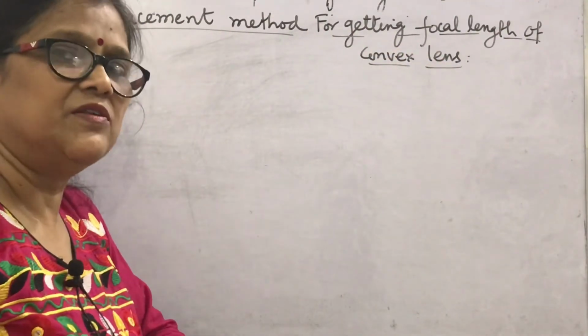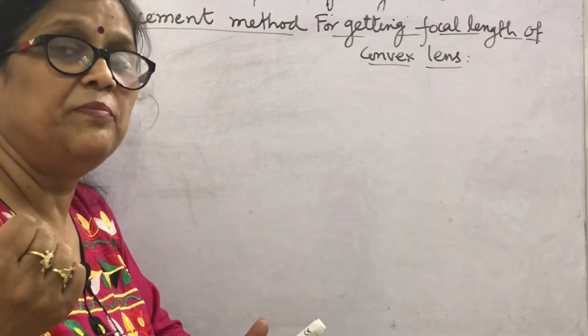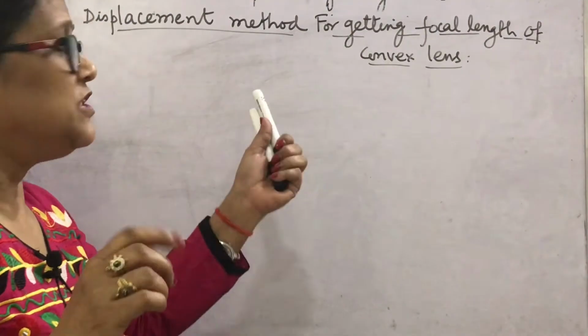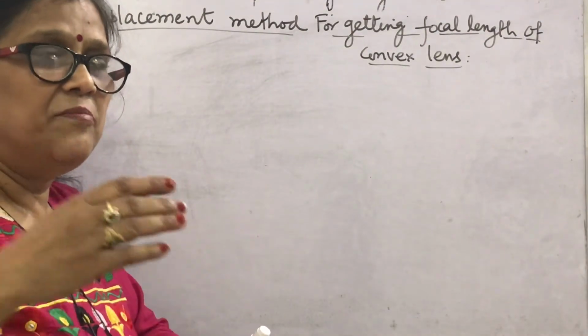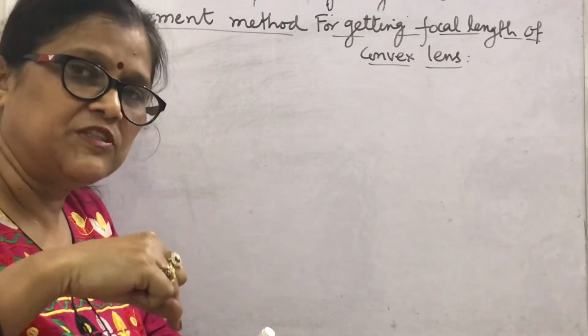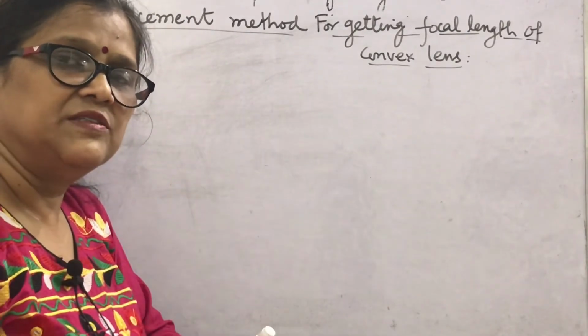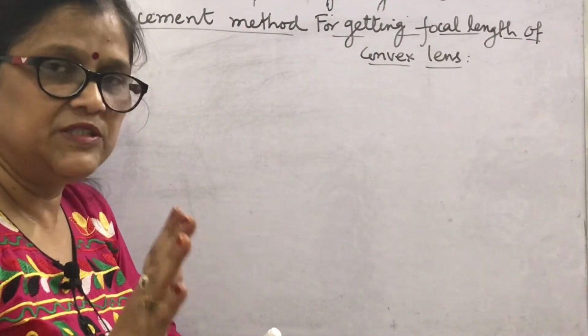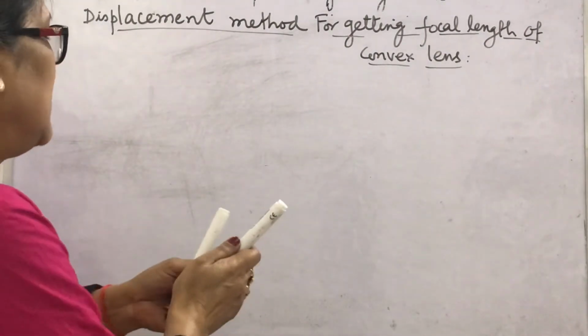You must have got the focal length of a convex lens using 2 pins by the graph method. I am going to discuss this displacement method, that is, by a little displacement of the convex lens from the first position, again at the screen a real image is obtained. What is this method? Let's see.